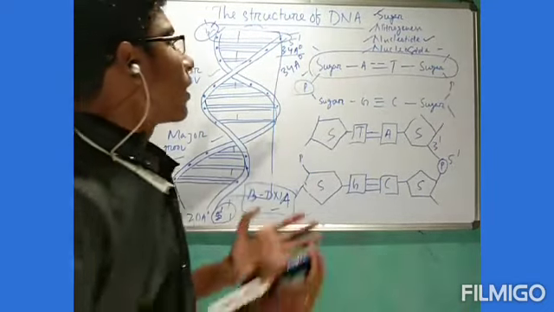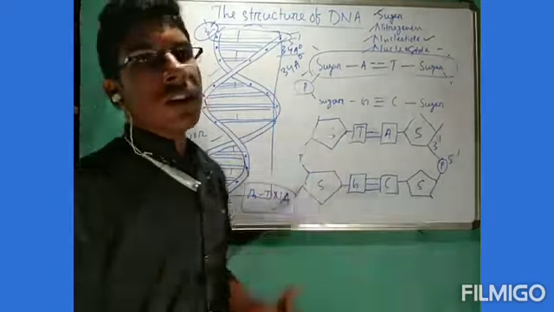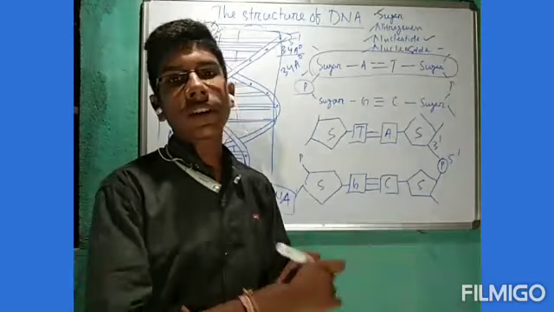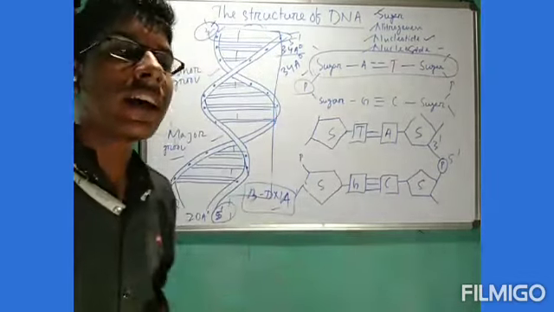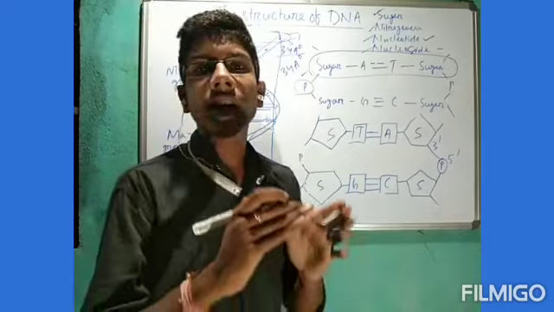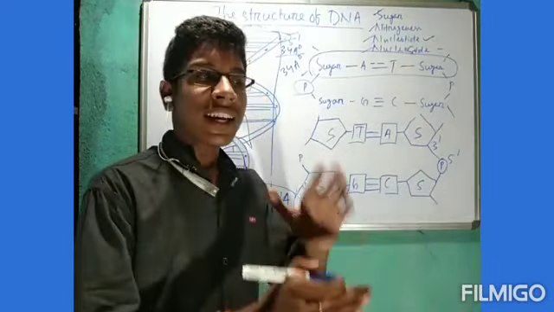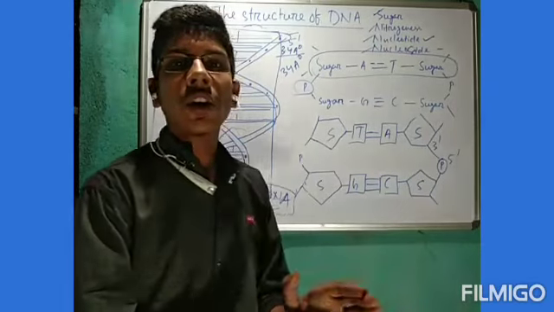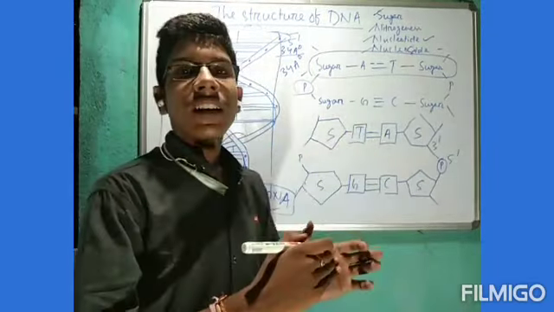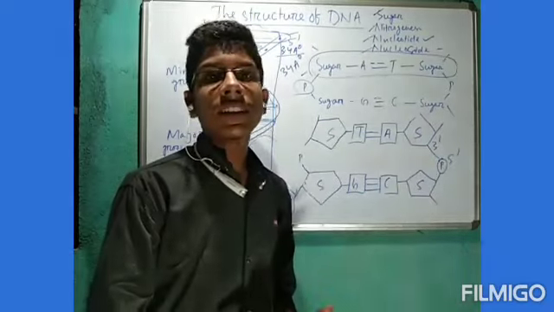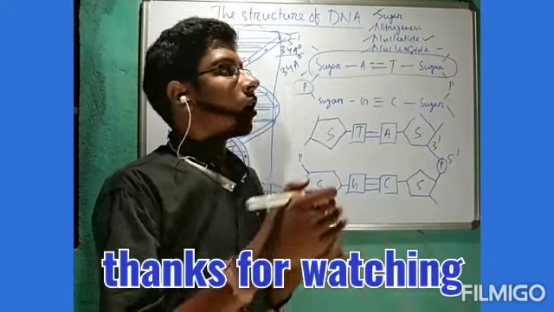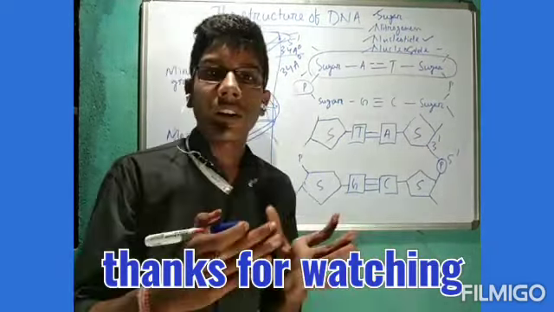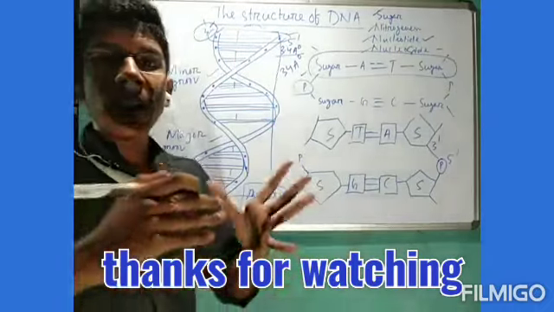Now we know the function of the DNA. What is the function of DNA? The main function of DNA is that it stores the genetic material and transfers it from one generation to another generation, and it also controls the human cell or the other living cell, and it also creates some chemical system in our body.